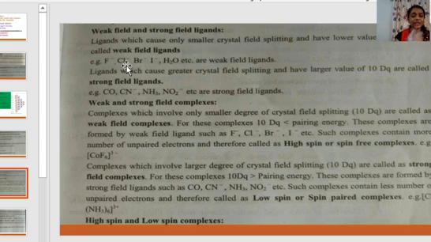These are two examples. F minus, Cl minus, Br minus, I minus, H2O, etc. are weak field ligands.